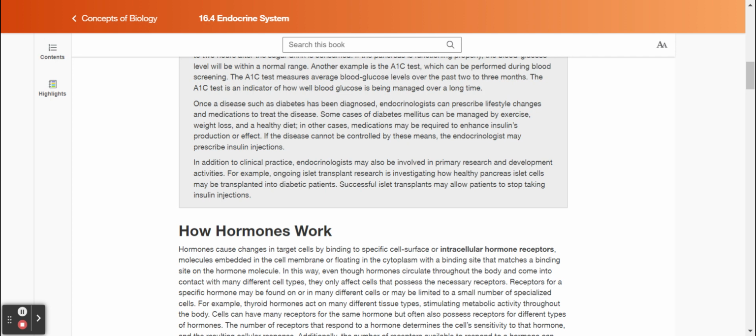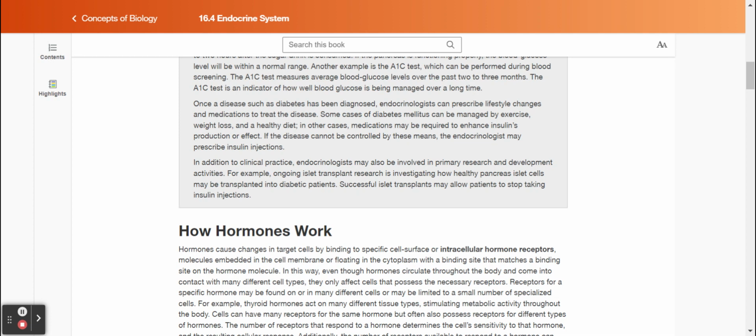endocrinologists can prescribe lifestyle changes and medications to treat the disease. Some cases of diabetes mellitus can be managed by exercise, weight loss, and a healthy diet. In other cases, medications may be required to enhance insulin's production or effect. If the disease cannot be controlled by these means, the endocrinologist may prescribe insulin injections.